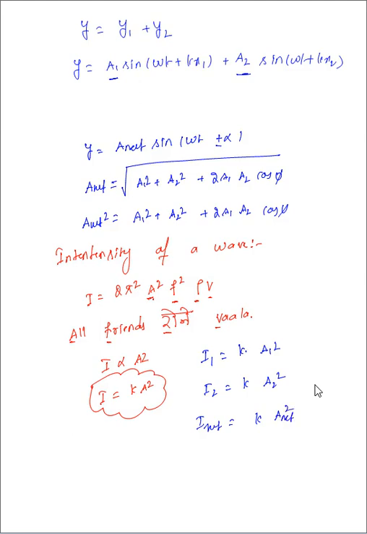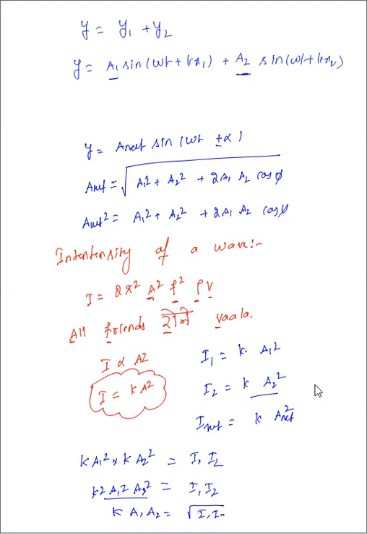In a similar way, K into A1 square times K into A2 square equals I1 times I2. Therefore K square A1 square A2 square equals I1 I2. If I take the square root, K A1 A2 can be written as under root I1 I2. These are the basics you have to remember to derive the intensity equation.